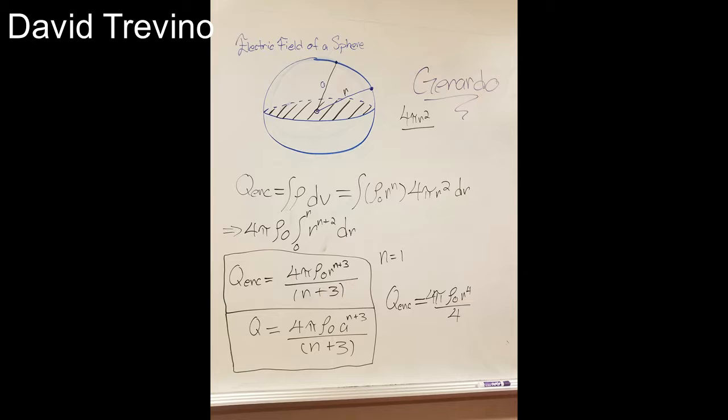Using Gauss's law, we get Q enclosed equals 4 pi rho naught r to the power n plus 3 over n plus 3, where the 3 comes from the integral of r to the n plus 2. This is for the electric field for the inside of a sphere. Using the same equation, we can find the electric field outside of the sphere, where r is replaced with a.